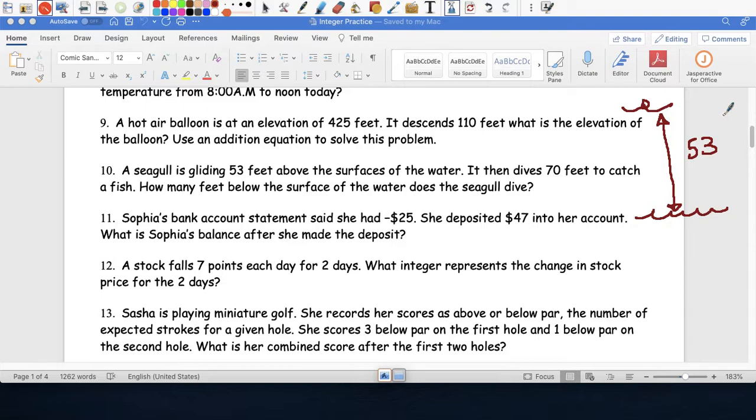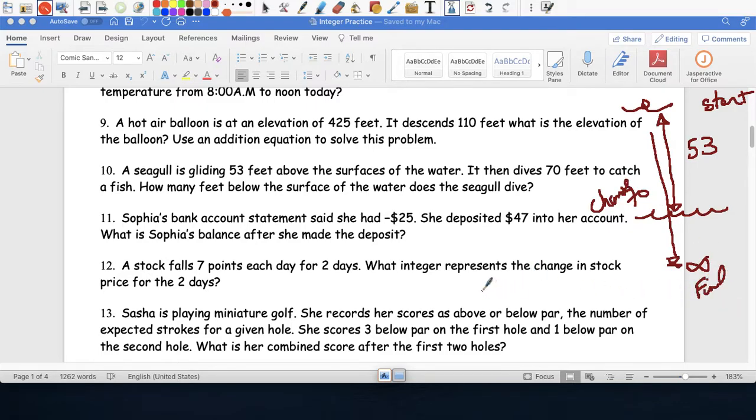So it's going to dive and it's going to catch a fish. Around here, here's the fish. Can I draw a fish? Right, he's going to dive to catch the fish over there. How many feet below the surface of the water does the seagull dive? Well, here we have the starting, right? We know we have the start, we have the change. The change is 70, and we're looking for the final.